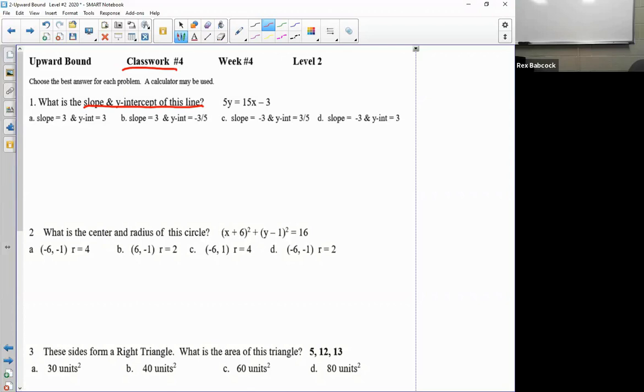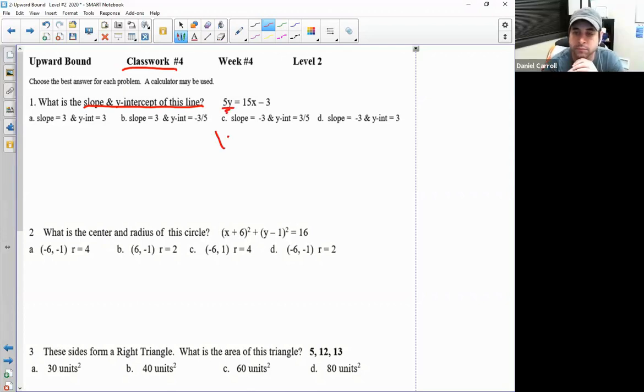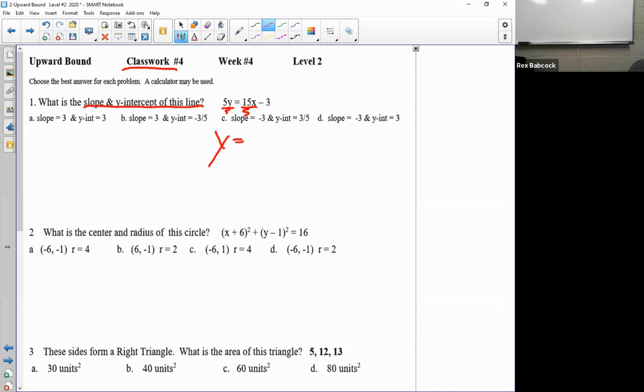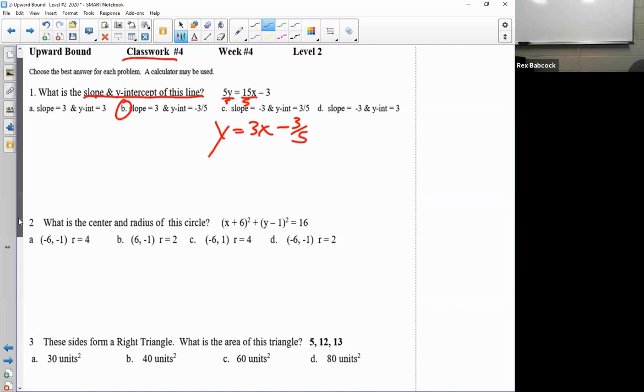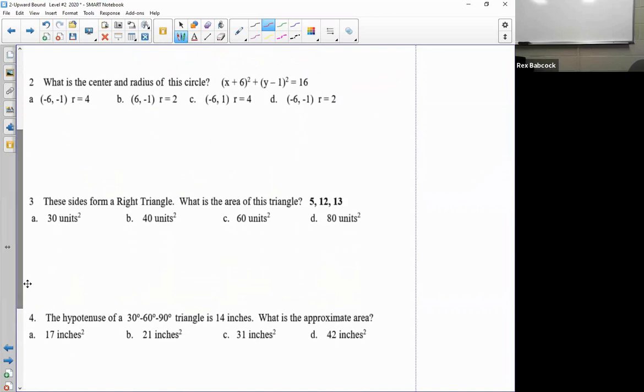I would divide everything by 5. Divide by 5. So the slope-intercept, I believe the answer is B. Look at number 2. Anybody want to see that worked? Is that a yes, Eve?